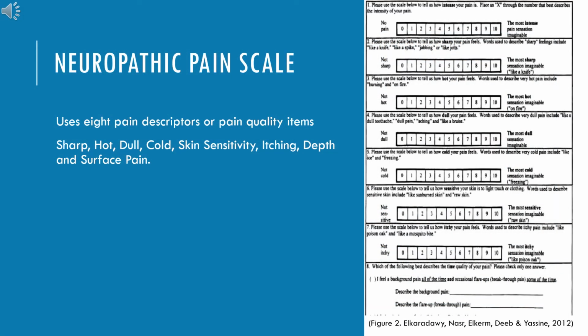The neuropathic pain scale is used for patients with nerve pain. It has 8 descriptors of pain, which are set between 0 and 10. Sharp, hot, dull, cold, skin sensitivity, itching, depth, and surface pain.